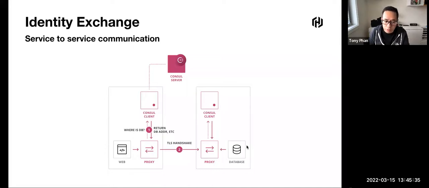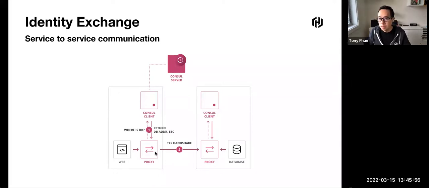When the web service wants to talk to the database service, it will go via the proxy transparently, and then it will ask, where's my database? This is part of the service registry. Then Consul will return the database. If you had multiple instances of the database, then Consul will return the healthy one, and then the proxy will start to establish a TLS handshake with it.